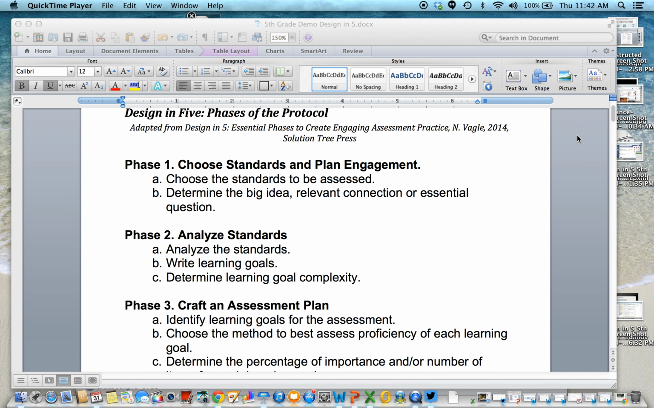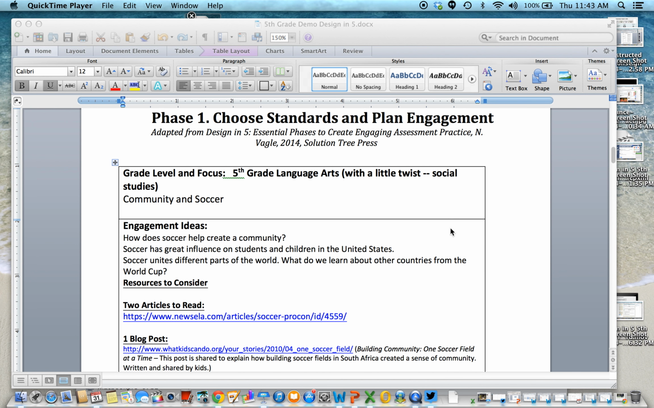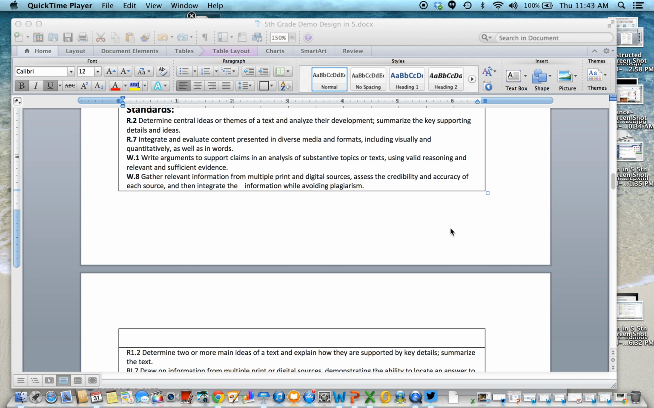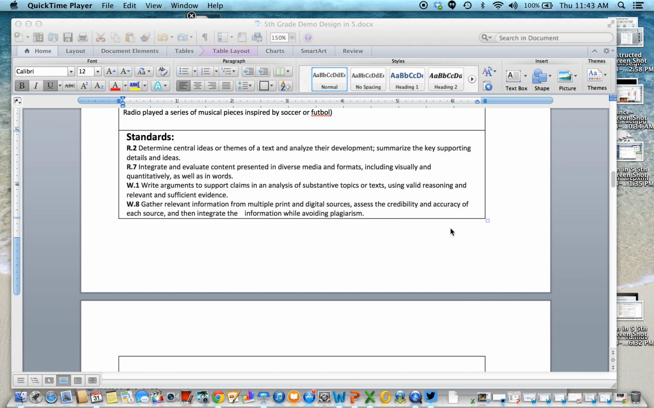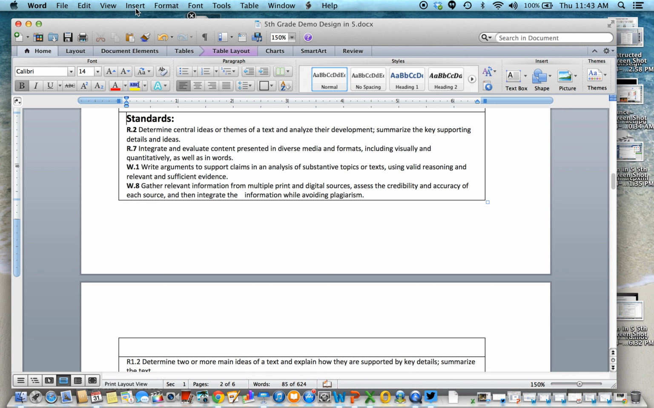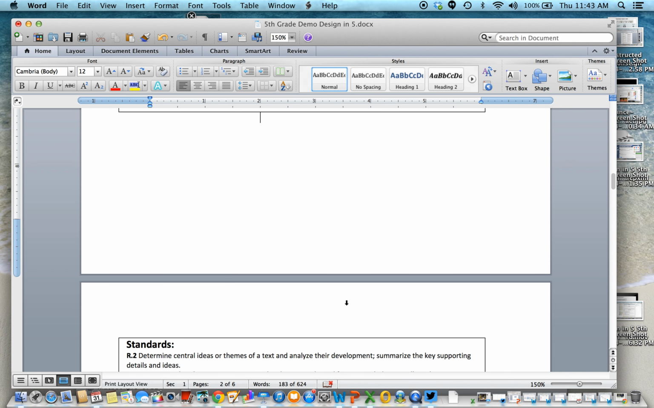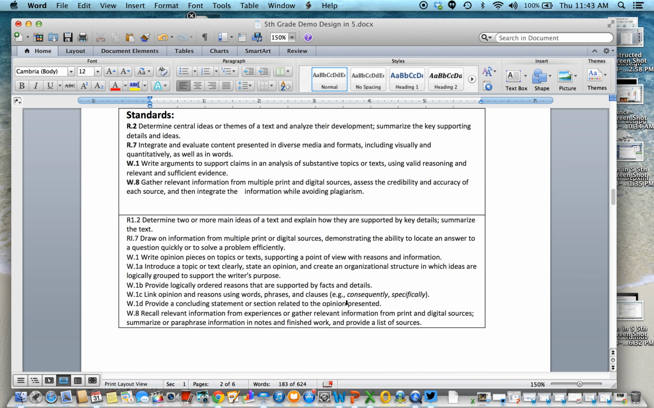Hello, we are going to continue with modeling this Design in 5 protocol with Phase 2, Analyzing Standards. So in Phase 1, we chose the standards and we considered different ideas around community and soccer to ground the standards that we had determined. And now we're going to move to Phase 2. In Phase 2, we're going to analyze standards so we can figure out what all of the learning goals are that are going to be needed to understand and grasp to achieve these standards.